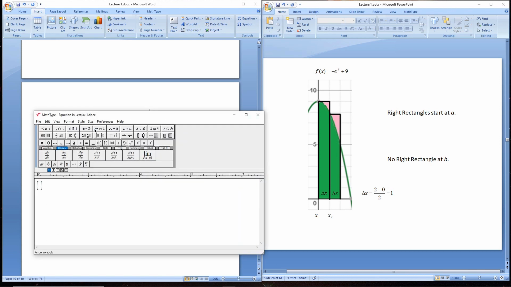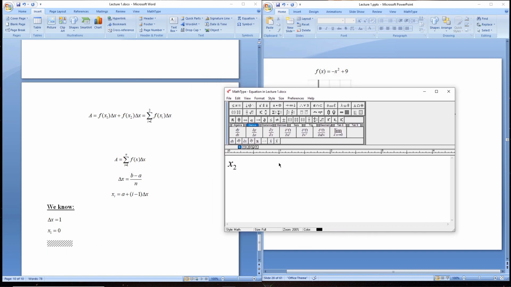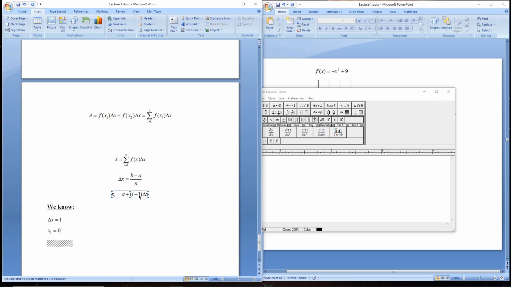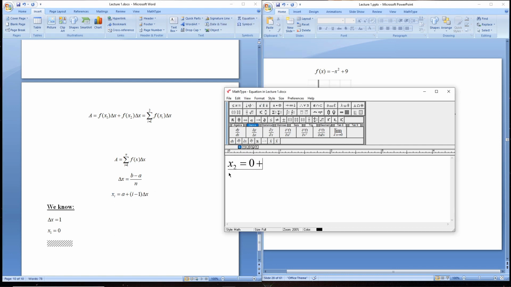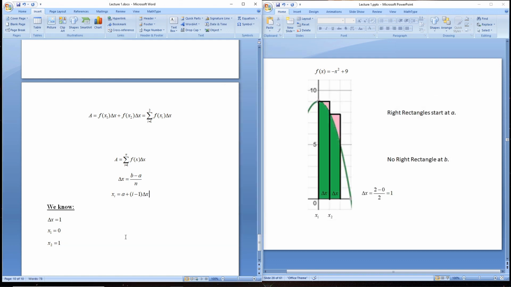So we know for x sub 2 that this equals a, which is 0, plus, I'm looking at this formula right here, a is 0, our index is 2, so i is 2, so 2 minus 1 is 1, times delta x, but we already figured out what delta x is. It's right here. It's 1. So then that tells us what x sub 2 is. It's 0 plus 1, which is 1.